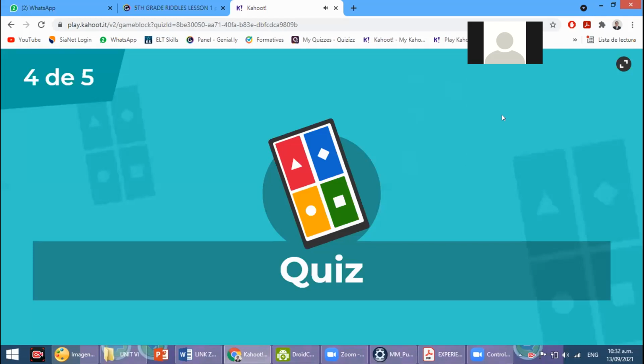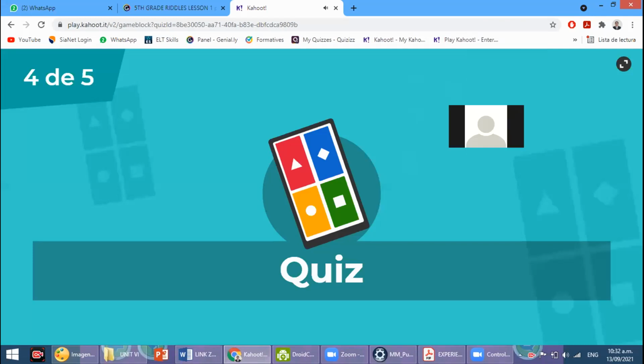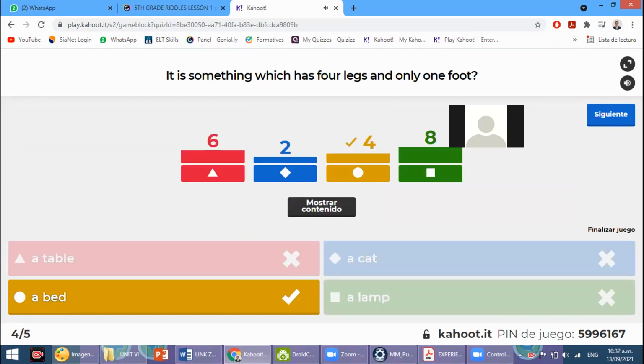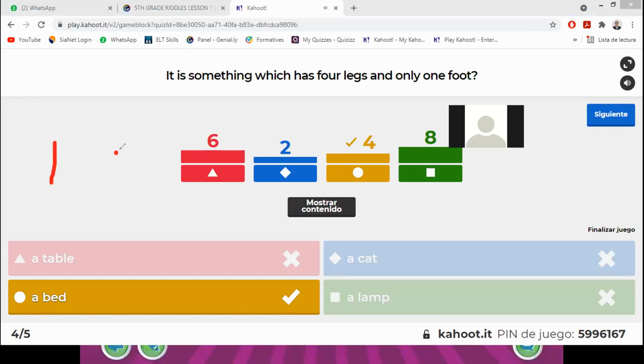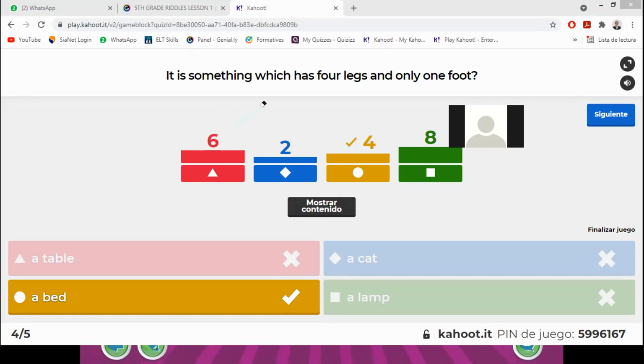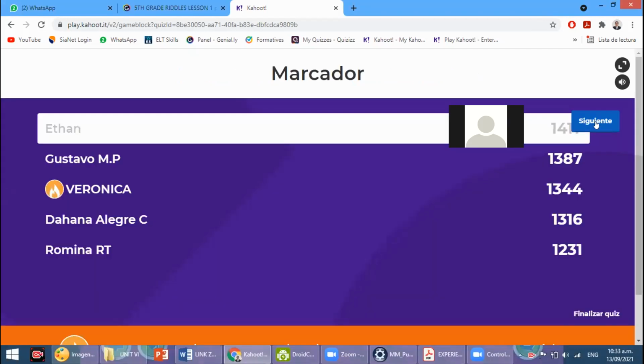Four legs and only one foot. A bed, my friends. The bed has four legs. You see, four legs. One, two, three legs, but only one foot. Okay? Only one. Yeah? Thank you, Jose Gabriel. In the chat it says the yellow color, the bed. And to finish, okay? Five.